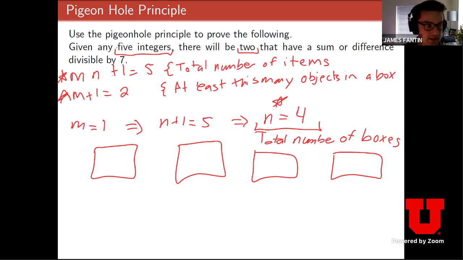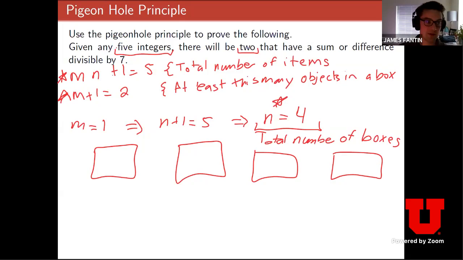So does anybody have any ideas, just either in chat or raising your hand, for how we could sort or put items in these boxes? So it looks like we've got one in chat. So we could sort by the ones digit being 0, 7, 1, 6, 2, 5, 3, 4. That's a good idea, and you're on the right track there. But yes, somebody put in chat, what about 8 and 9? So you are on the right track with sorting the values that way.